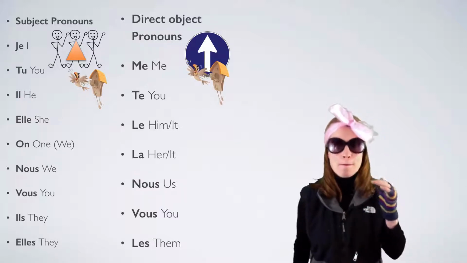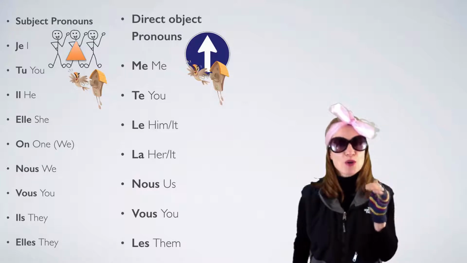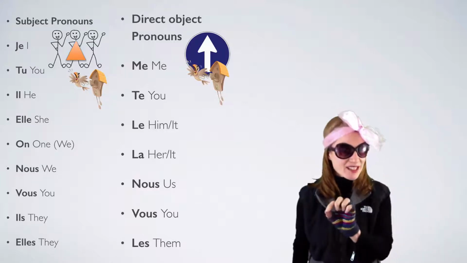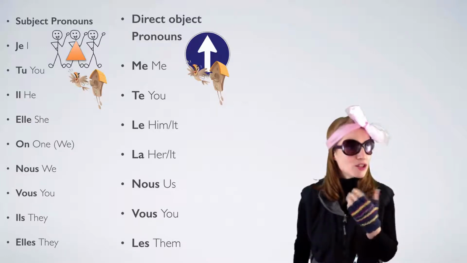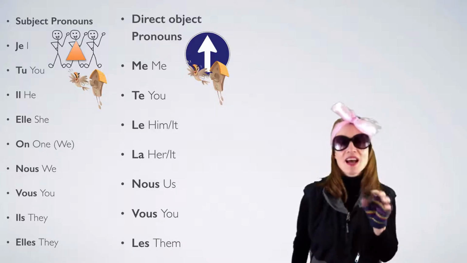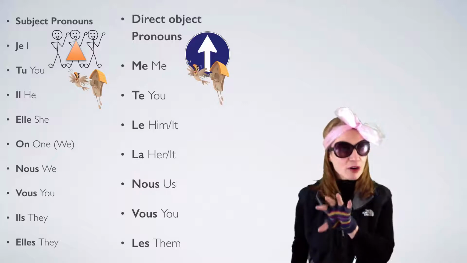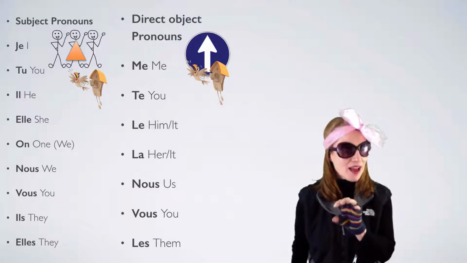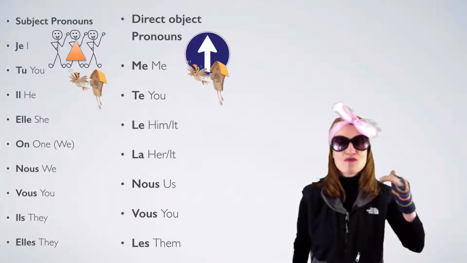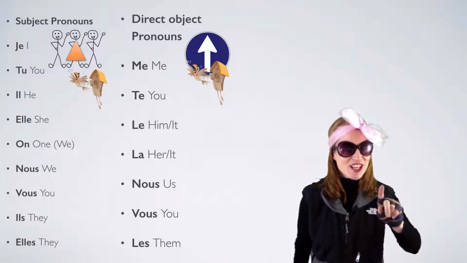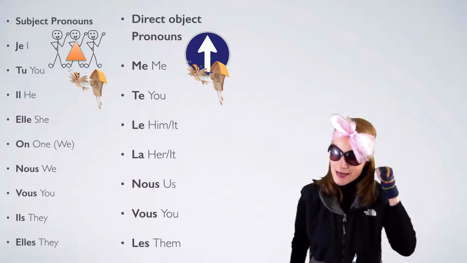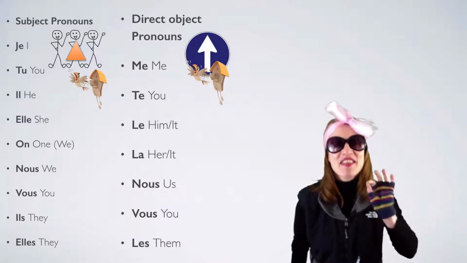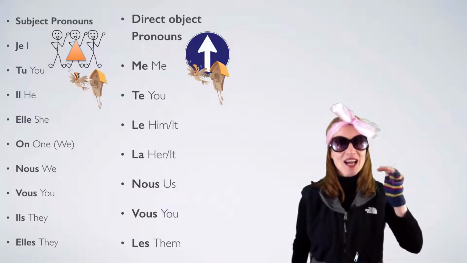Okay, so we have me, te, le. Le can mean him or it, because in French everything has a gender. So if your object is masculine, you use le for it. La, same again for her, or if your object is feminine, it will be la for it. Nous and vous never change. For all the pronouns, nous and vous stay the same, which is nice. And then them is les. You've got le, la, les.